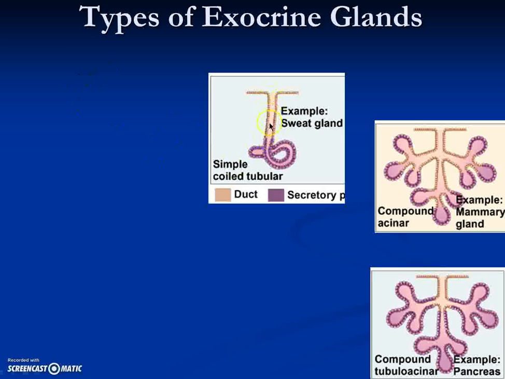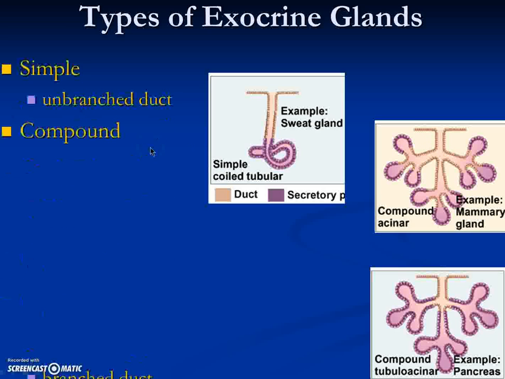So here's an example of a simple exocrine gland. You see one duct with no branches. And over here, these would be compound. We see a gland with multiple branches, more than one, compound. So simple means it has no branches. Compound means it has branches, more than one.